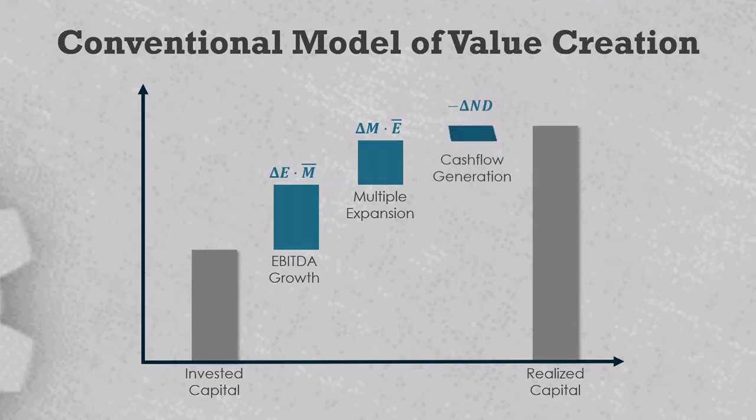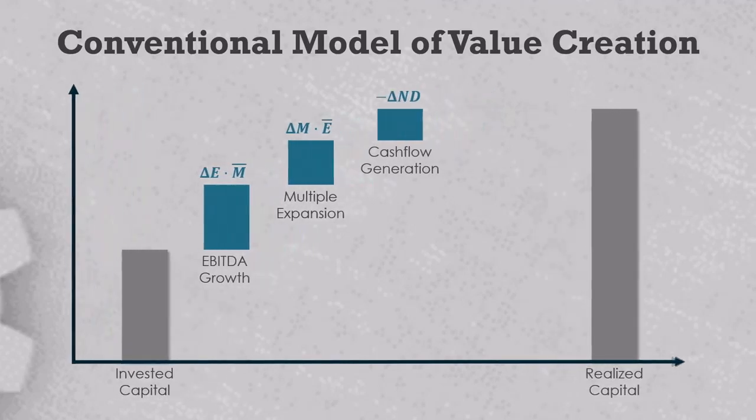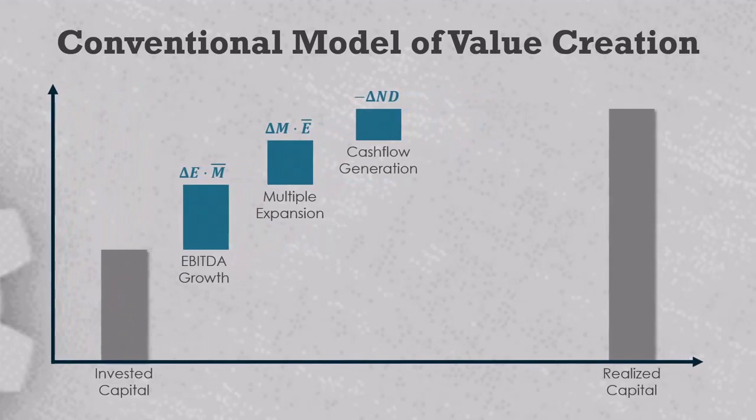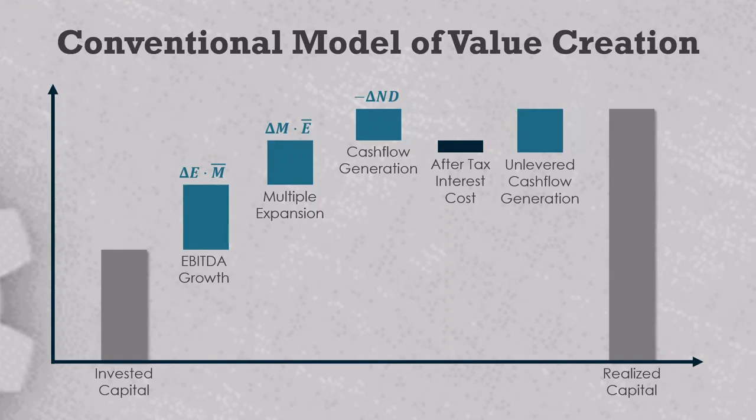All right, what about those interest payments, the debt tax shield, and the financing risks, you ask? Well, the first two are easily built into cash flow generation. If the company didn't have to make interest payments on the debt, cash flow generation would have been higher. So you create a negative value driver for the after-tax interest cost, and then you can add it back to cash flow generation to create an unlevered cash flow generation measurement.